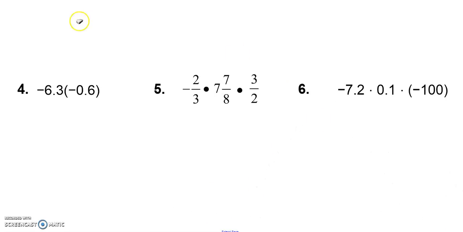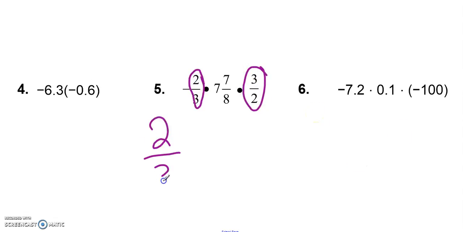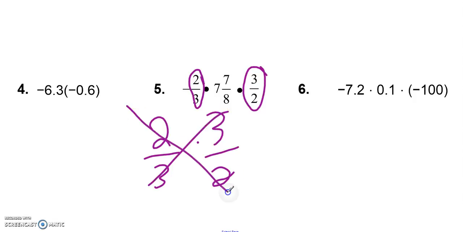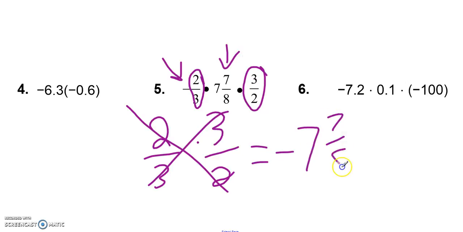So if we would have noticed that this number right here and this number were reciprocals of each other, then we could have just crossed them out, and we would only be left with that, and that would be our answer. So it would be negative 7 over 7/8, or negative 63 over 8. And that would have saved us a lot of time.